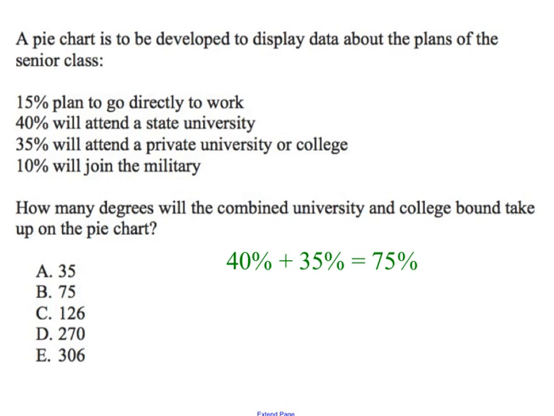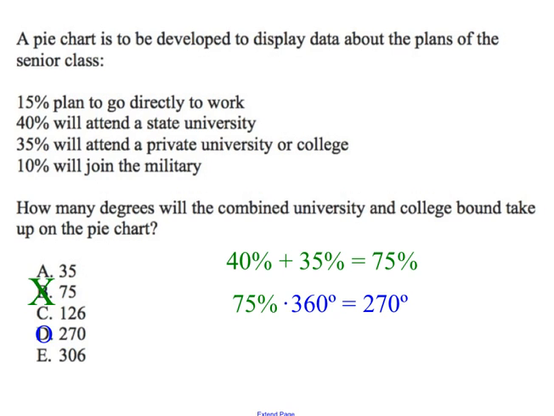So if you take the 40 and 35 added together, which is the state and private universities and colleges added together, I get 75. However, the answer is not 75. It says how many degrees will the combined university and college take up on a pie chart, meaning a circle. A pie chart is a giant circle. So they don't want to know 75%. They're trying to get at 75% of 360 degrees, which is a circle. That would be 270 degrees.